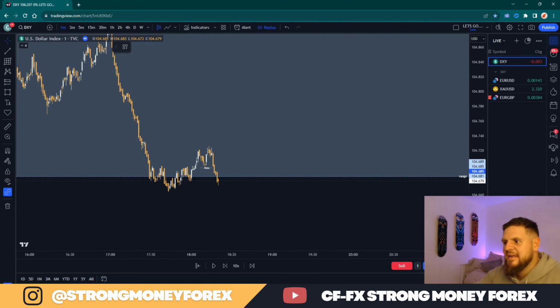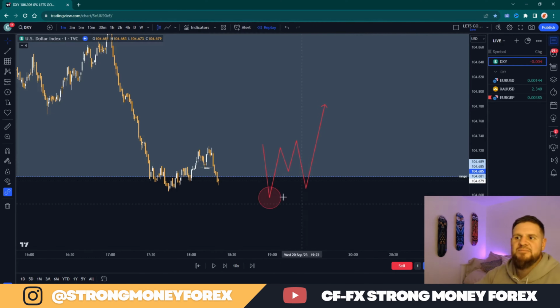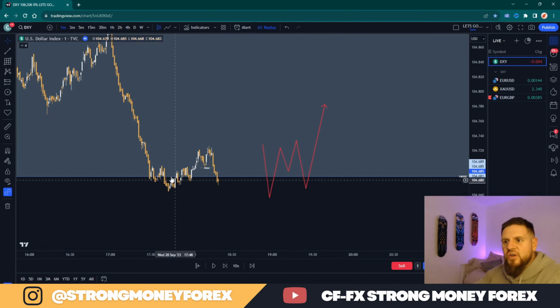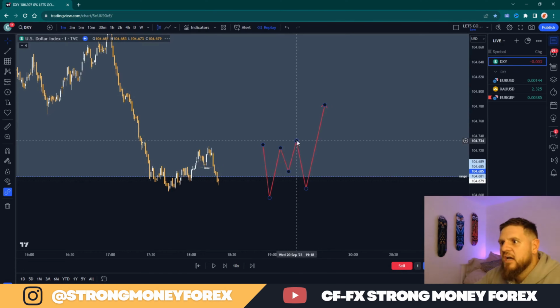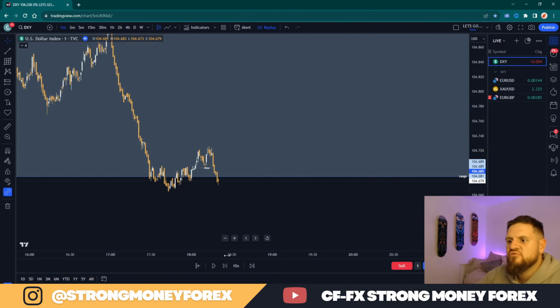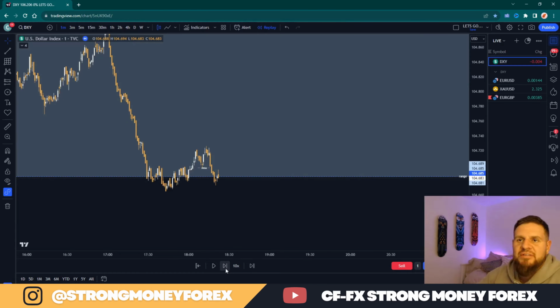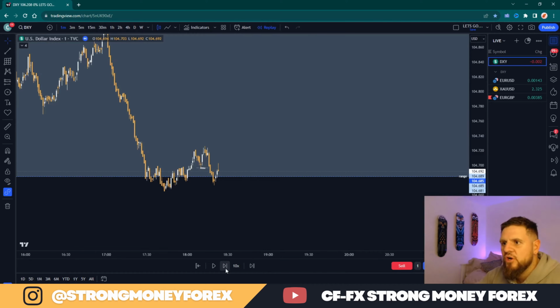I want my really clean candles. I want my really clean move down, push back up, then a manipulation setup. That's what I'm looking for. That's my perfect setup. I haven't really got it. It's just pretty ugly. It is a trade that I could take, but it's a trade that I'd probably take if it was much earlier in the day, like London Open or New York Open. We do, however, get an engulfing here.